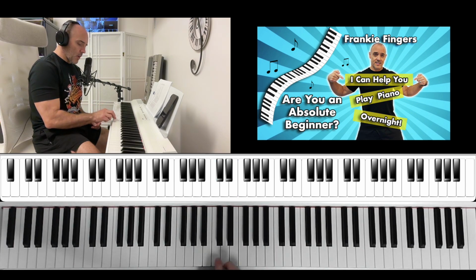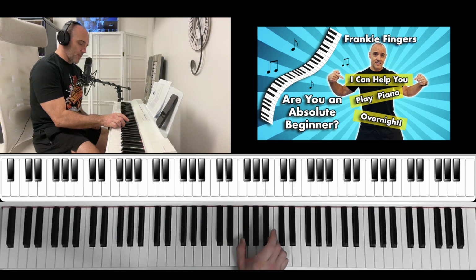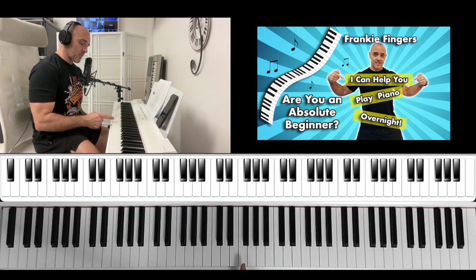C, D, E. So if we were to then say, okay, I can identify the C, and I can identify the E, clearly the D falls right in between them. Now let's look at the group of the 3 black notes. To the left of it is F, and to the right of it is B.